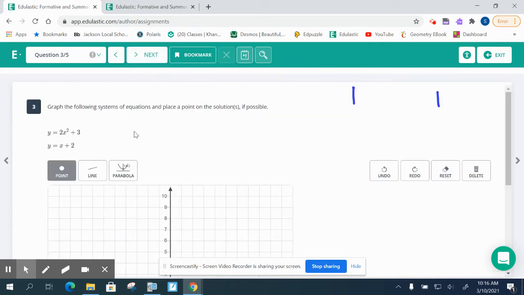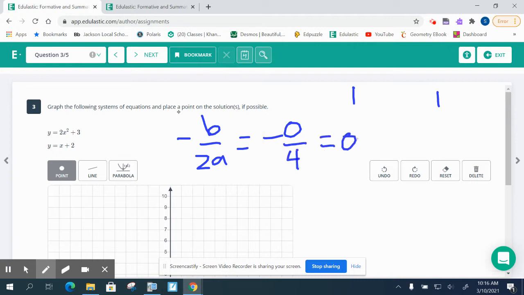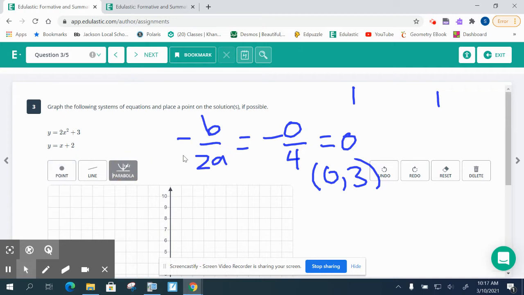All right. For this question, when you do negative b over 2a, the b is 0 because there is no b term. So you do 0 over 2 times 2, which is 4. It's just 0. And if you plug 0 back in for x, which is what you're supposed to do, you would get 0 plus 3, which is just 3. So for here, our vertex is 0, 3.